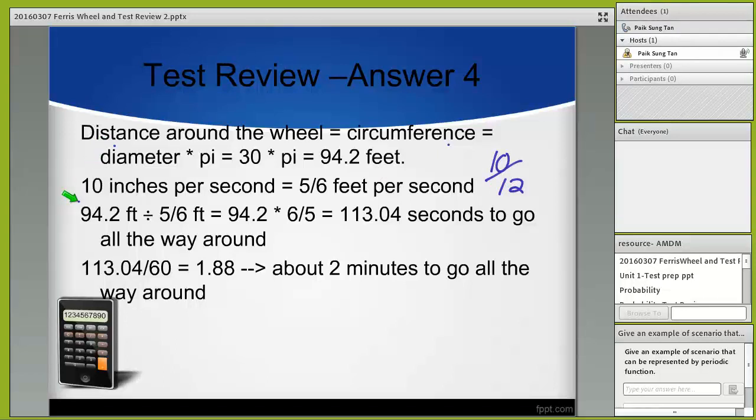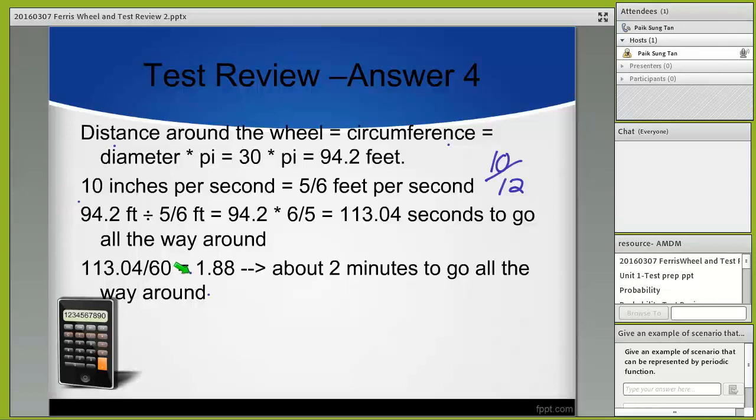Now, after you get that, 94.2 feet divided by the number of feet per second, you'll get your answer in seconds. When you divide by a fraction, you change the operation to multiply, and you take the reciprocal of the fraction and multiply. So 94.2 times 6 divided by 5, and that's 113.04 seconds to go all the way around.